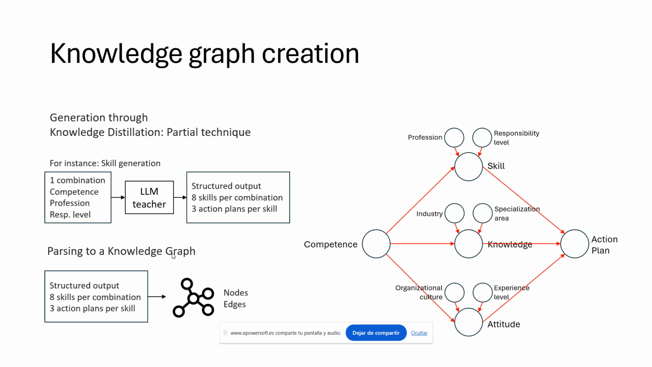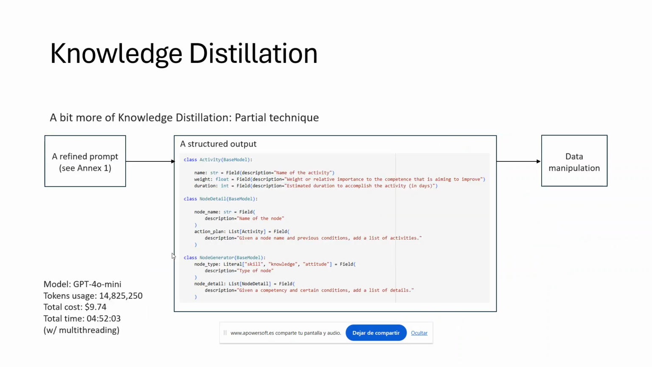So I've used these combinations and passed them through an LLM teacher, which is like a knowledge distillation process, because I'm using an LLM to infer what could be these skills per combination and what can be the action plans that can help that skill. So after that, I parsed everything into a knowledge graph. This is a little bit more about knowledge distillation.